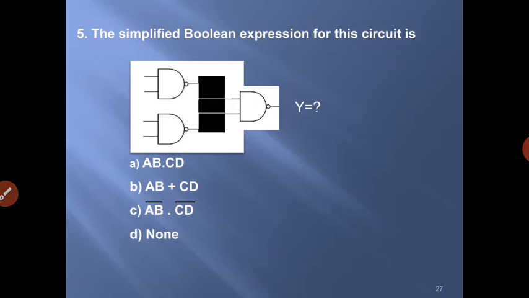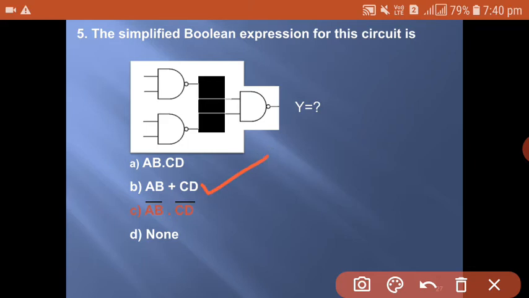Let us observe the options. Option B: is it AB plus CD? No, it is not AB bar into CD bar. It will be AB plus CD only. The given option is wrong. The correct answer will be this one, AB plus CD.